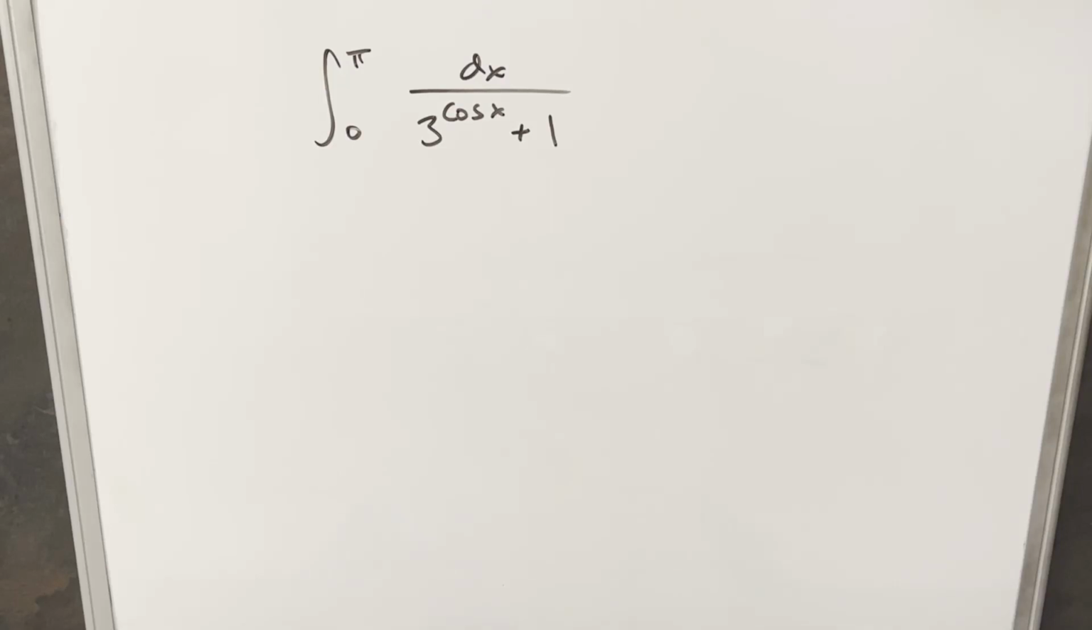Okay, we have here today another interesting integral on the board. We've got the integral from 0 to pi of dx over 3 to the cos x plus 1. Now I want to approach this the way I usually do using King's principle, but we're going to do it just a little bit differently. Let's just look at King's principle first and then we'll get started with this.